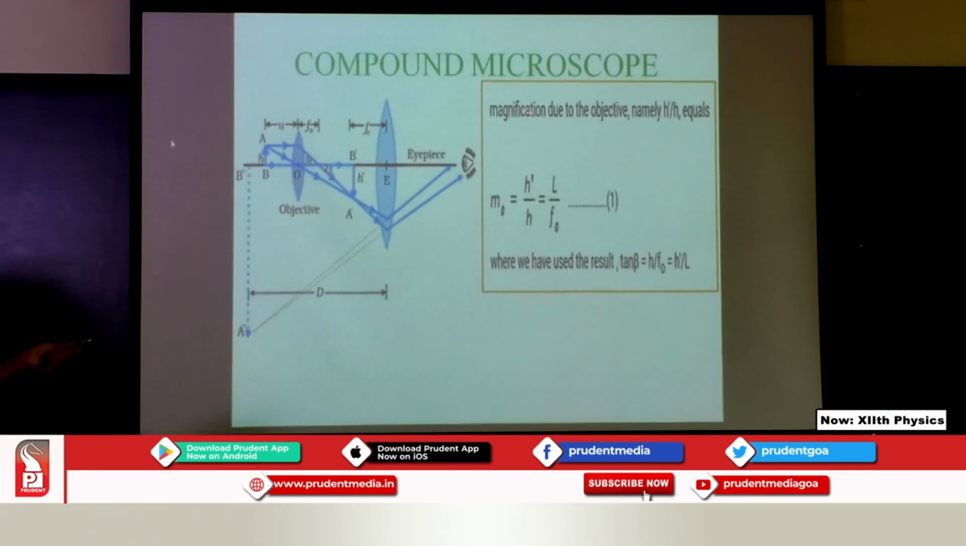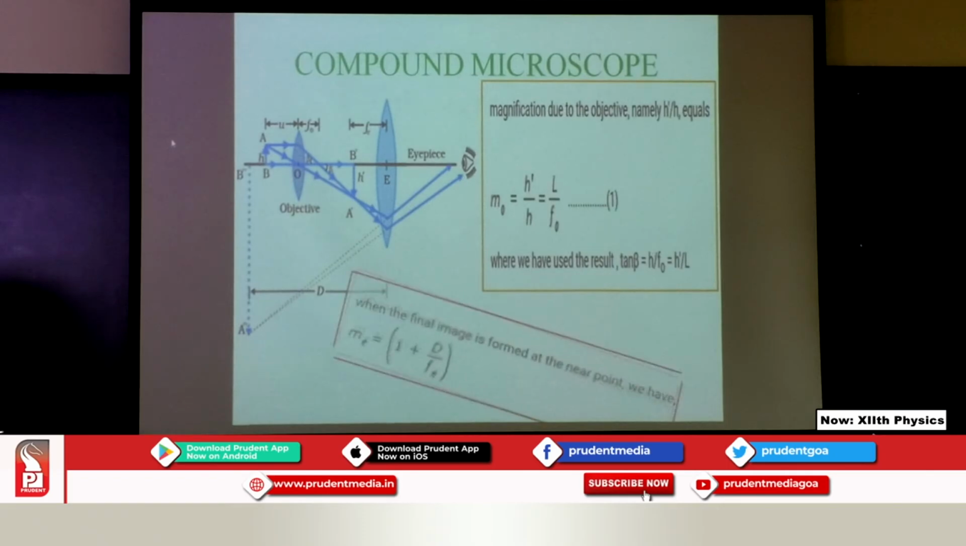So, let us move to the derivation. The magnification due to the objective is given as L upon F naught, where L is the tube length. MO stands for the magnification by the objective. See, the objective is the lens close to the object, and the eyepiece is the lens close to the eye. So, this is the magnification by the objective.